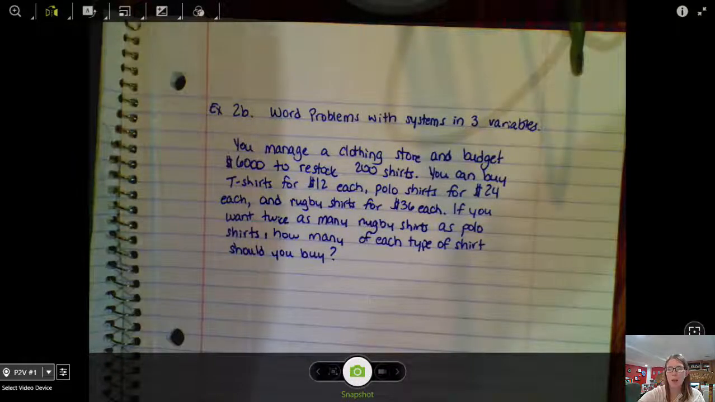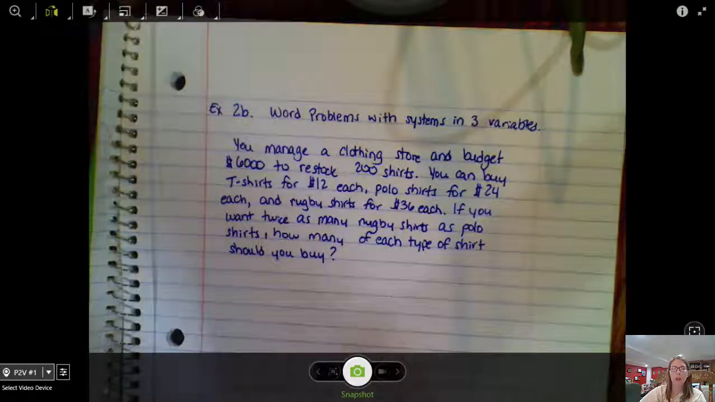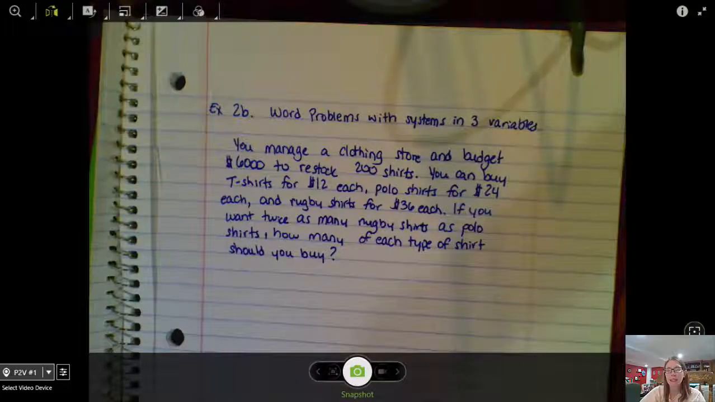My second example of a system with three variables: you manage a clothing store and budget $6,000 to restock 200 shirts. You can buy t-shirts for $12 each, polo shirts for $24 each, and rugby shirts for $36 each. If you want twice as many rugby shirts as polo shirts, how many of each type of shirt should you buy?